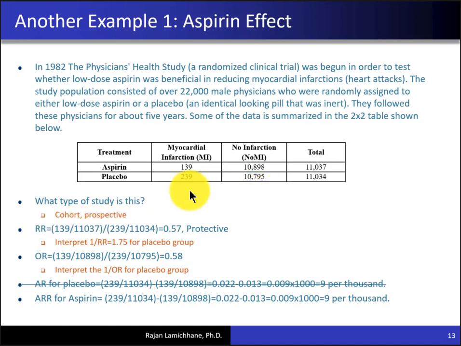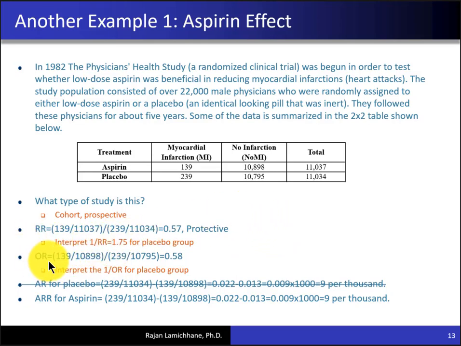Okay, so let's calculate the relative risk here. Relative risk is the number who got the disease among the exposed group, or the treatment group. These many got the disease out of this 11,037. So that is the relative risk of disease among aspirin. So it is protective. It is less than 1. A relative risk less than 1 means a protective effect. Aspirin has a protective effect on MI.